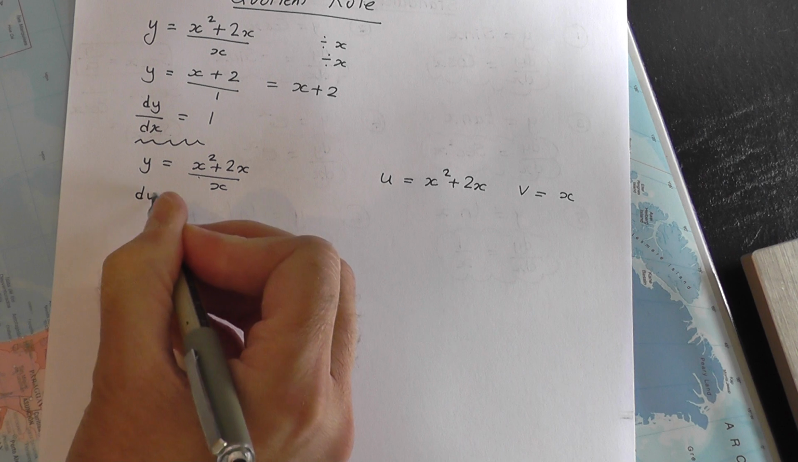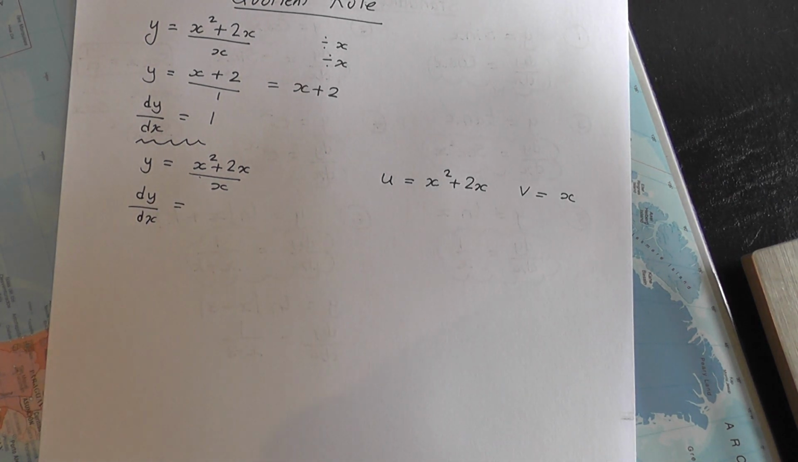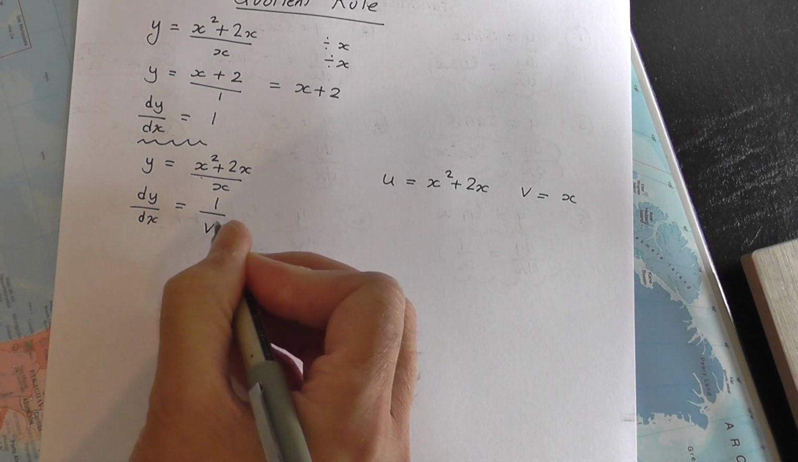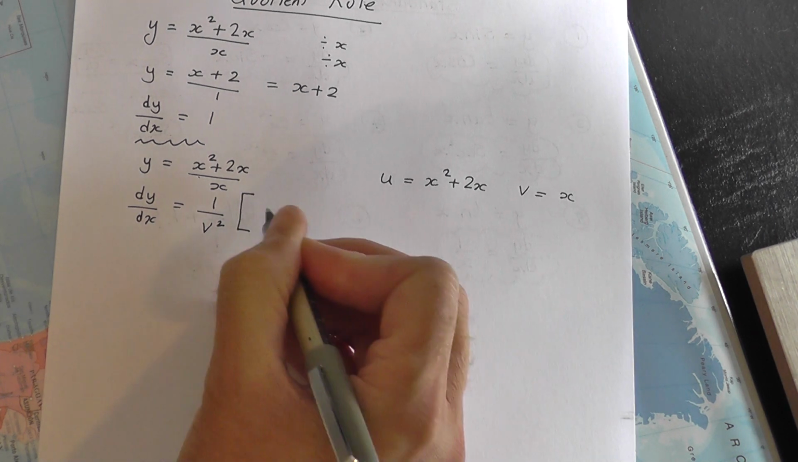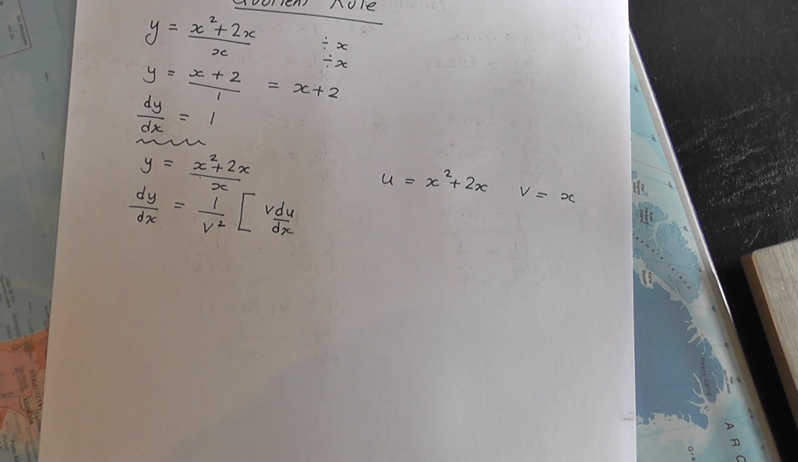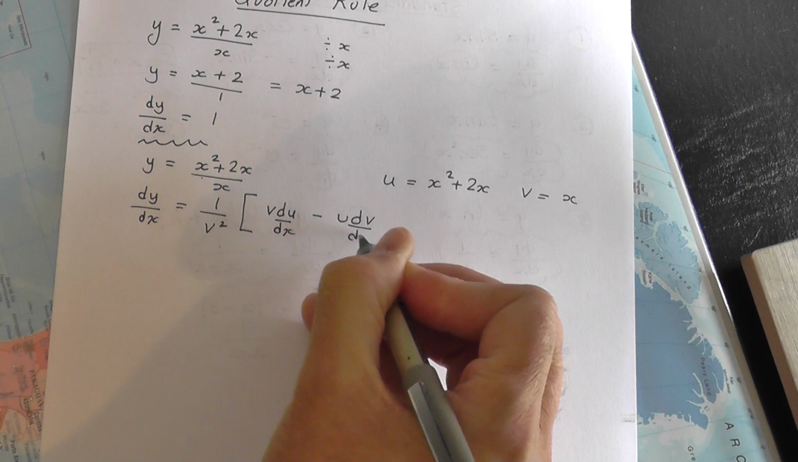Now to work out dy by dx, there is a formula you've got to learn off by heart and apply every single time. This formula can be shown by first principles, but you do not need to know first principles for the exam. And the formula is this. It's 1 over v squared, big square bracket, v du by dx, so v multiplied by du by dx, take away u dv by dx.